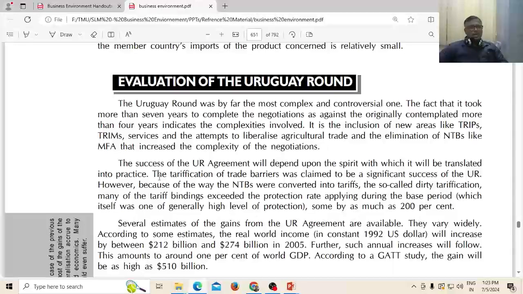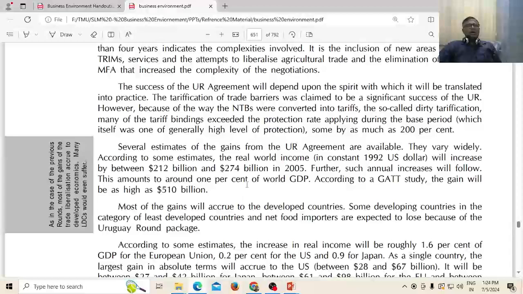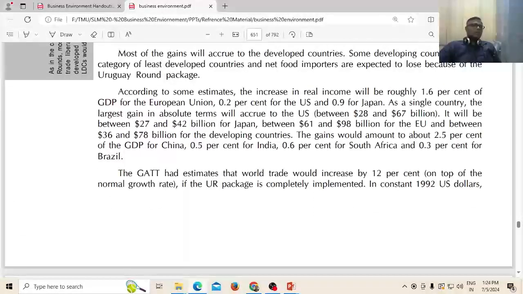In practice, the tariffication of trade barriers was acclaimed to be a significant success of the UR. However, because of the way the NTBs were converted into tariffs, the so-called dirty tariffication, the gain will be around 1% of world GDP. Thus, most of the gains will accrue to the developed countries. Some developing countries in the category of least developed countries and net food importers are expected to lose because of the Uruguay Round package.